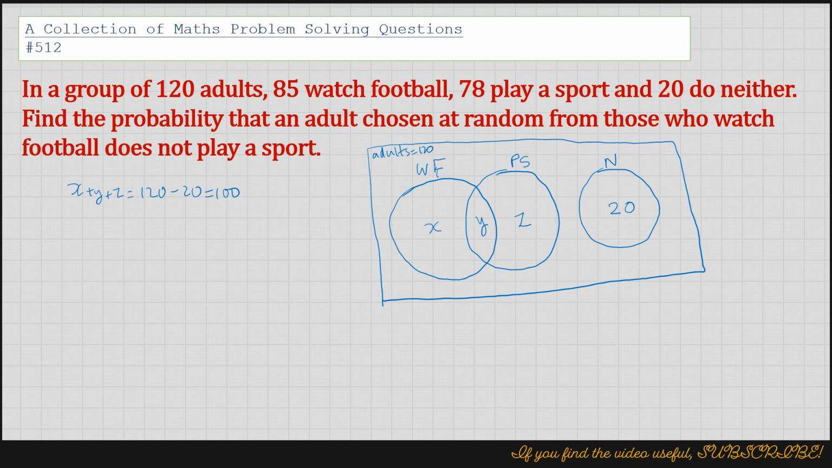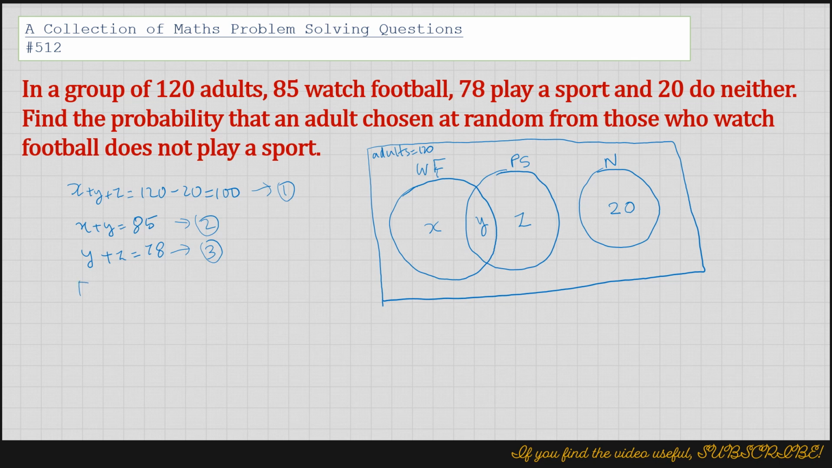So the next one we can do is 85 watch football. So we can say that X plus Y is 85. And then we can say play a sport is Y plus Z. Y plus Z play a sport, so that's 78. So once we do that, we can find out what Z is easily. So if I call this 1, this is 2, and this is my equation 3.